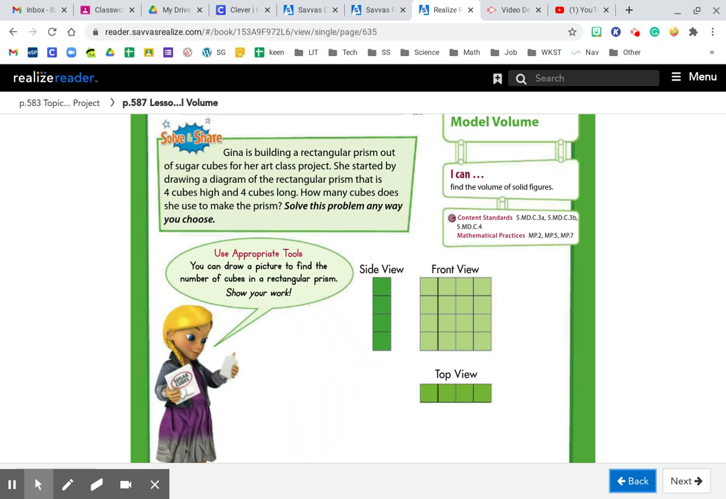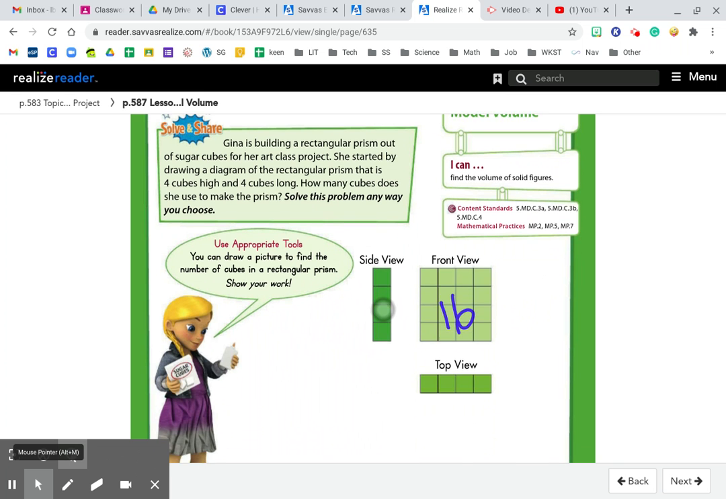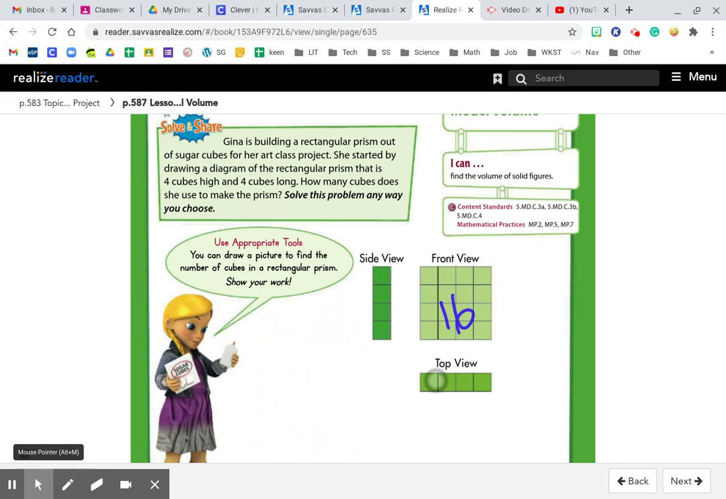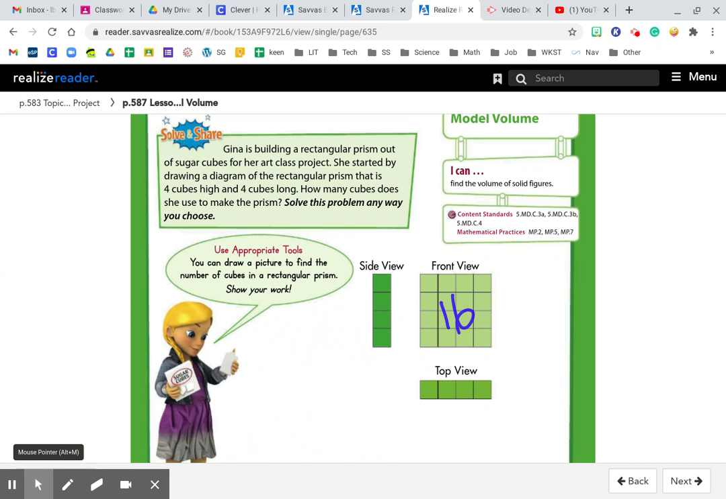So if we're looking at our structure from the front, we see a front view. We can tell looking at the front view, when we add these up, we have 16 cubes. And the side view is 1 cube thick, and the top view is 1 cube thick. So it's like a wall of the thickness of 1 cube. If we were going to figure out how many cubes she needed to build this wall, you would know she only needed 16 of them.